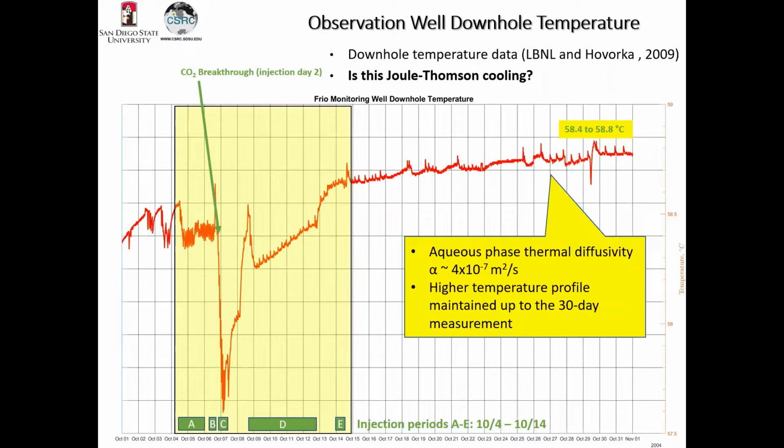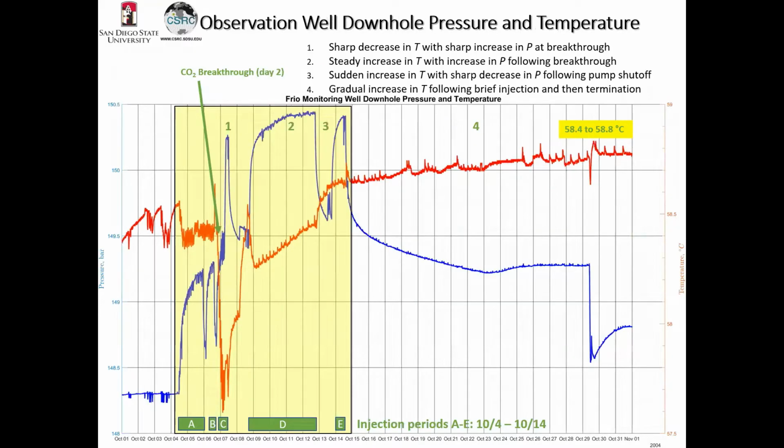Okay, so there's some questions. What caused that sudden drop in temperature? And what explains the gradual increase in temperature after the temperature recovered? Now, I went to several conferences and I showed this data, and people came up with different hypotheses of what could be going on.